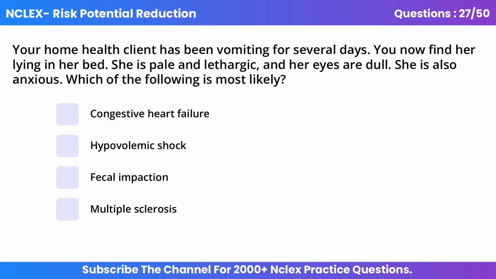Question 27. Your home health client has been vomiting for several days. You now find her lying in her bed. She is pale and lethargic, and her eyes are dull. She is also anxious. Which of the following is most likely?